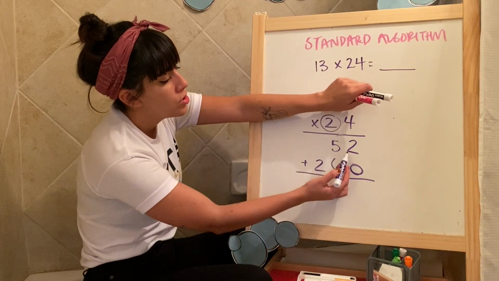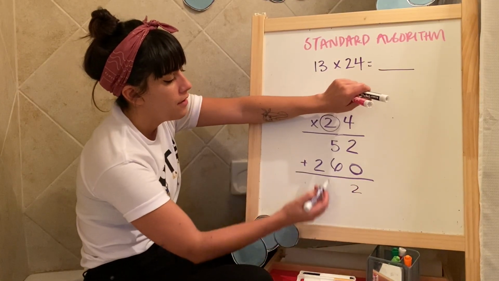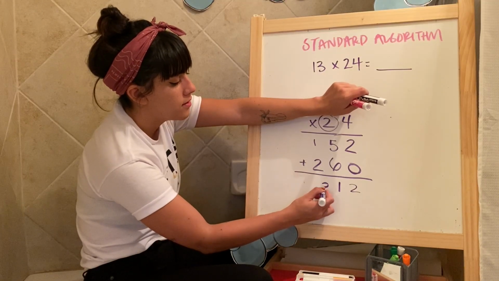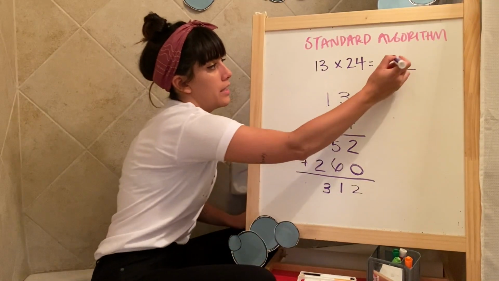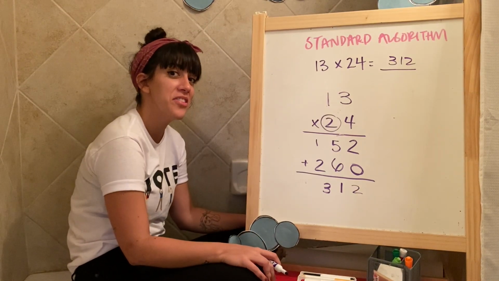Okay, 2 plus 0, and this is typical adding. So 2 plus 0 is 2. 5 plus 6 is 11. Carry the 1. 2 plus 1 is 3. My answer is 312.